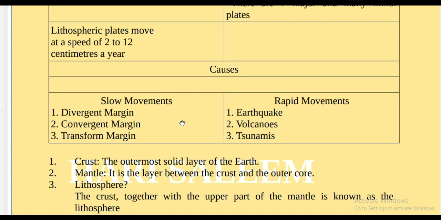Causes: slow movements, divergent margin, convergent margin, transform margin. Rapid movements: earthquakes, volcanoes, tsunamis.